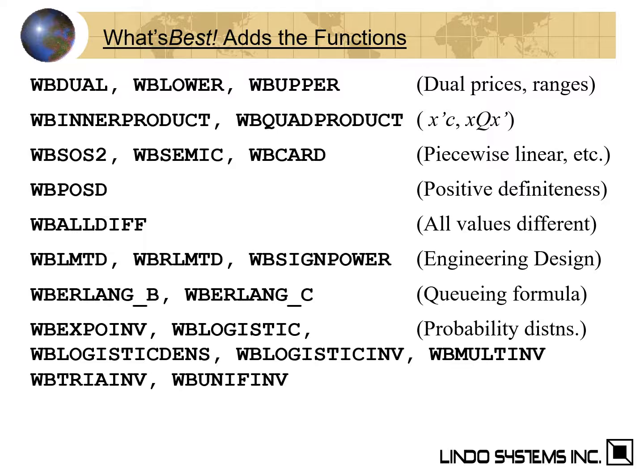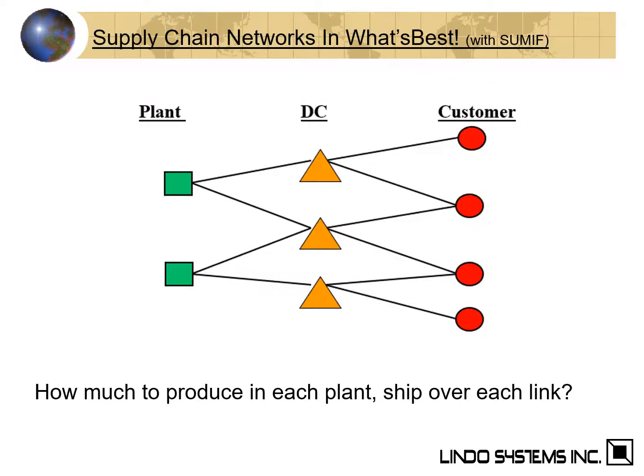And What'sBest does a good job of figuring that out automatically, so you don't have to worry too much about that. It will give you warnings if you try to use a complex function in Excel that we don't really support in an optimization sense. Okay, so let's do a more specific example.